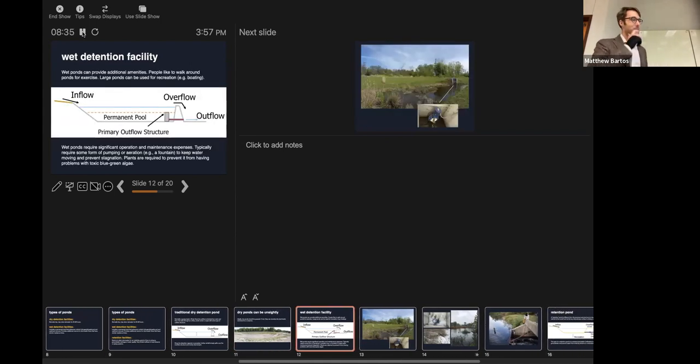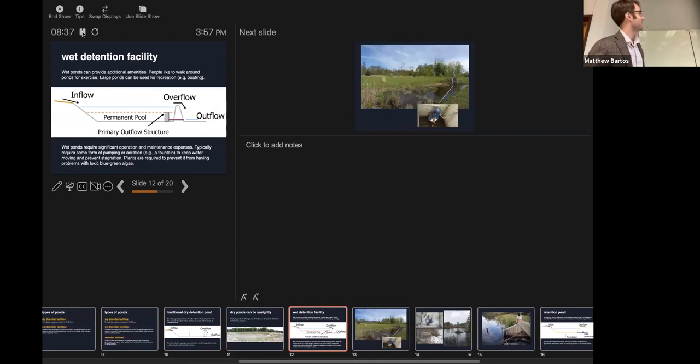Okay, so next we have wet ponds, wet detention ponds. These are very similar to dry ponds, except they have some sort of structure at the outlet that prevents the main pond from completely emptying. So there'll be a permanent pool.